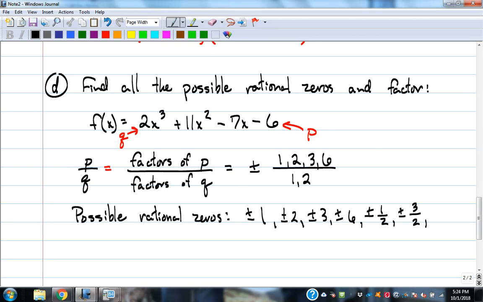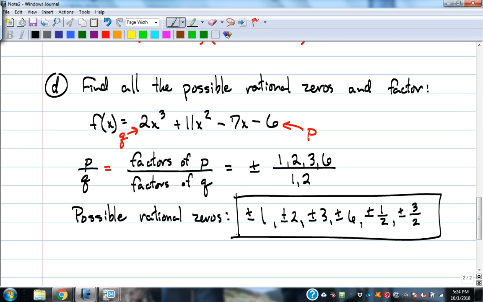So here is our list of possible rational zeros. If the zeros of this polynomial are rational, it will be one of these 12 numbers that it could be. What we've done is we've narrowed down the possibilities for where this thing crosses the x-axis from all the numbers in the world to these 12.